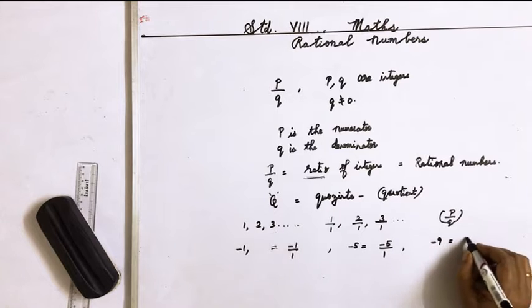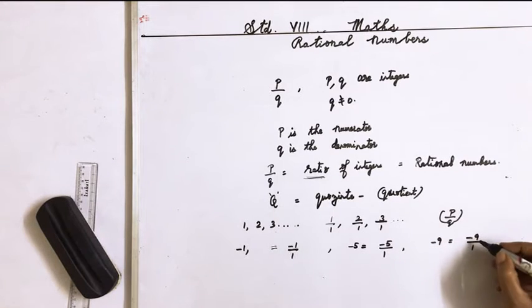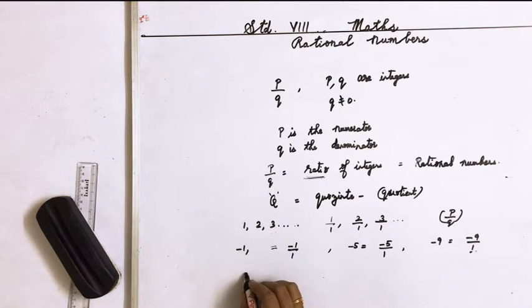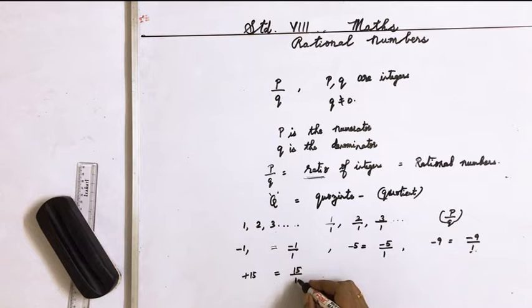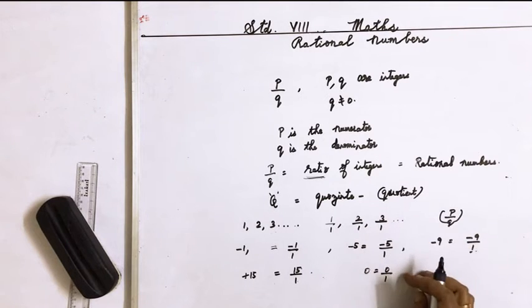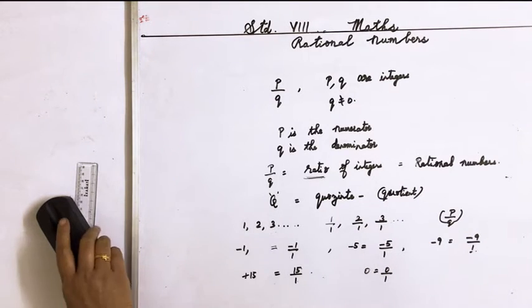Minus 9 by 1 is written in the form of P by Q, where Q is not equal to 0. If you take the positive integer plus 15, this can be written as 15 by 1. This is in the form of P by Q, where Q is not equal to 0. Even 0 can be written as 0 by 1. This is also in the form of P by Q. So all the natural numbers and integers are also rational numbers.